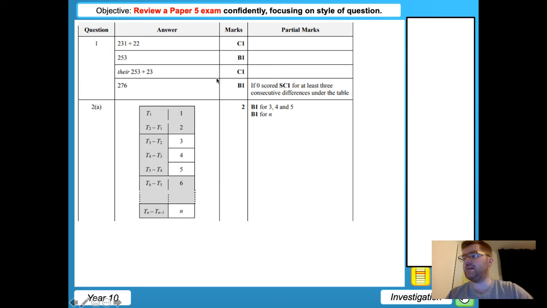So the crucial thing about this paper, unlike maybe paper 2, for example, or paper 1, is that you need to show this working. Okay, and even if you get this number wrong, as long as you've used your number and added 23, you'll get that communication mark. Okay, so that's very important. And for question 2, you get 1 mark for putting in 3, 4, and 5, putting in the numbers, and then 1 mark for n down here.